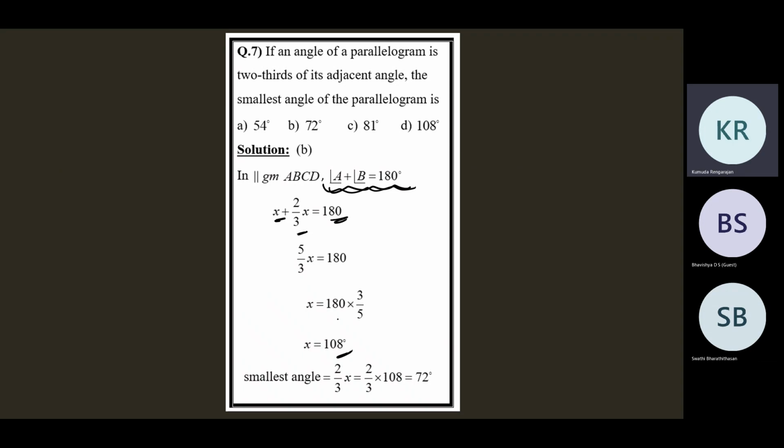We need to find the smallest angle. The angles are x and 2 by 3x. The smallest angle is 2 by 3 into 108, which is 72 degrees. X is 108, but the smallest angle is 2/3 of x, which is 72 degrees.